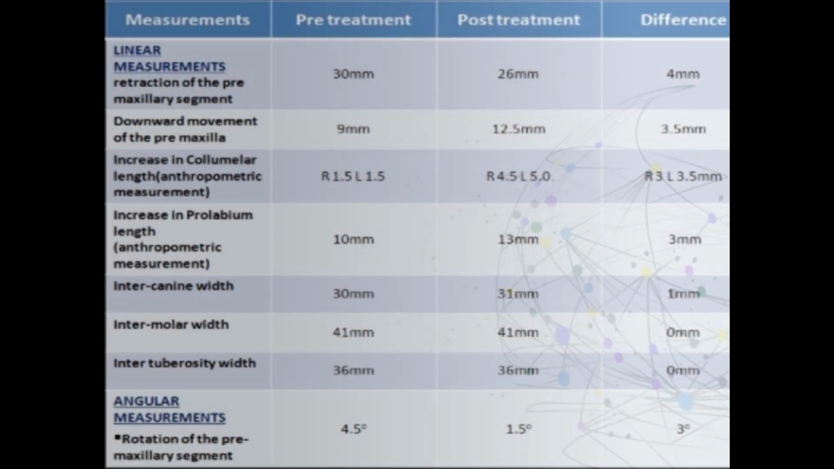A total of 8 variables are used in this study, comprising 7 linear and 1 angular measurement. Retraction of premaxilla attained is 4 mm, downward movement of the premaxilla 3.5 mm, columellar increase right side 3 mm and left side 3.5 mm, prolabium length increase 3 mm, intercanine, intermolar, intertuberosity more or less the same, maintaining arch perimeter, rotation correction, which is angular movement, that shows a difference of 3 degrees.